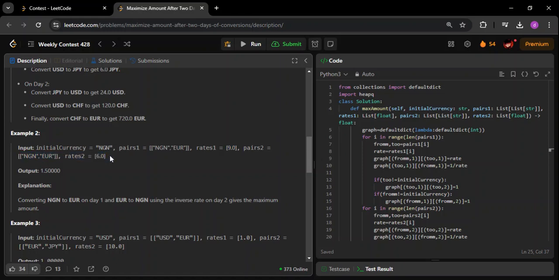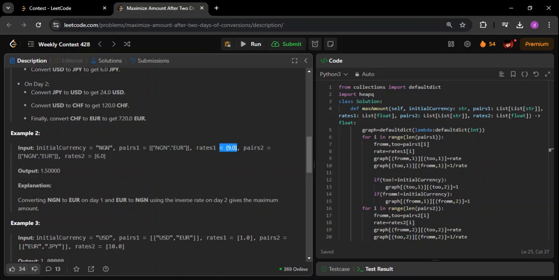So try to understand what is happening. One solution will be that I will not convert anything. I will remain as it is, so I will have one. But let's see the other possibilities. Let us say I convert. I'm starting with one NGN initially, and on day one I convert to euro. So at the end of day one, I will have 9 euros. As simple as that.